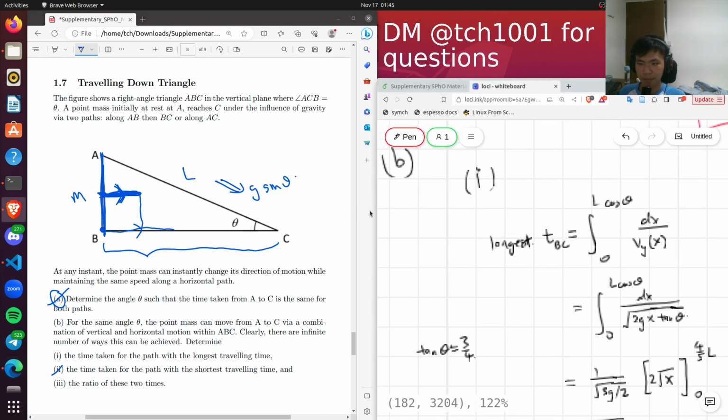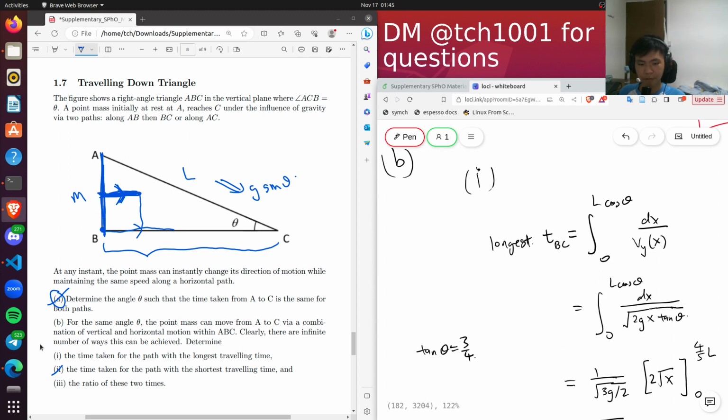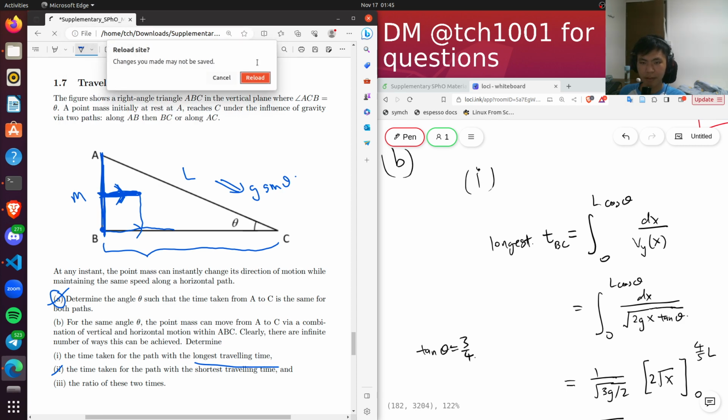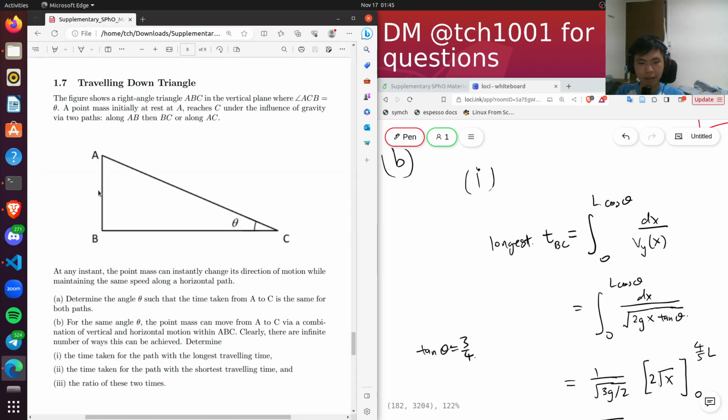So for B part 1, we are told to find the longest travelling time. As our intuition said, the earlier we choose to change direction, the slower it will be. So the idea for achieving the longest time possible is to take a very short distance, and after that very short distance, you want to quickly twist and change direction.